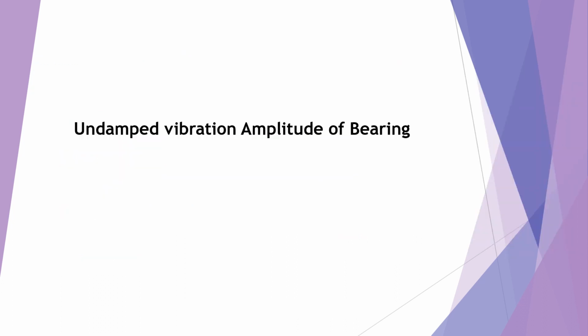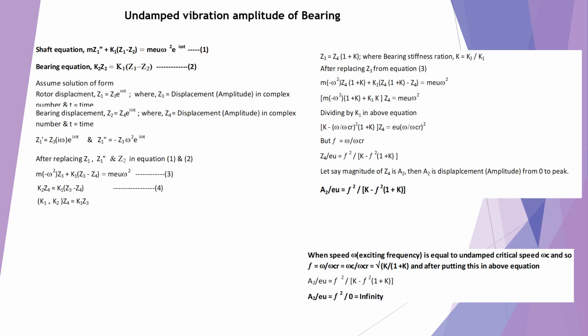So now, undamped vibration amplitude of bearing. The shaft equation can be written as m into z1 double differentiation plus k1 into (z1 minus z2) is equal to m into e u into omega square into e to the power i omega t. This is equation 1. Bearing equation: k2 into z2 is equal to k1 into (z1 minus z2), this is equation number 2. So assume the solution of the form rotor displacement z1 is equal to z3 e to the power i omega t and z2 is equal to z4 into e to the power i omega t.